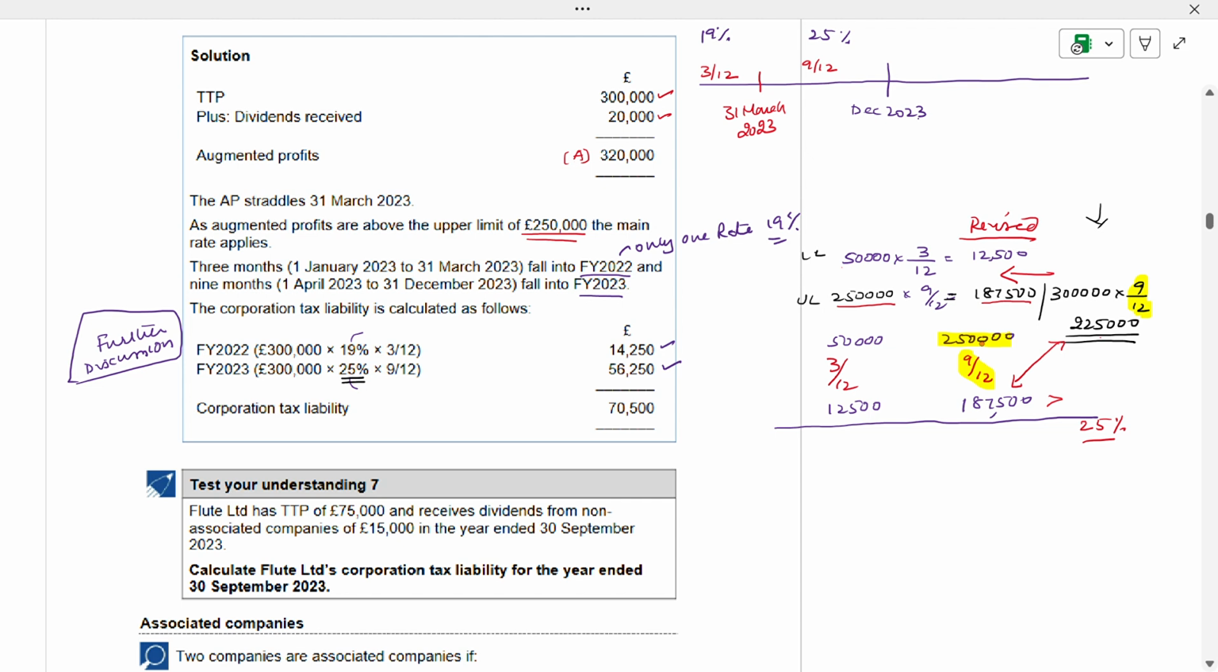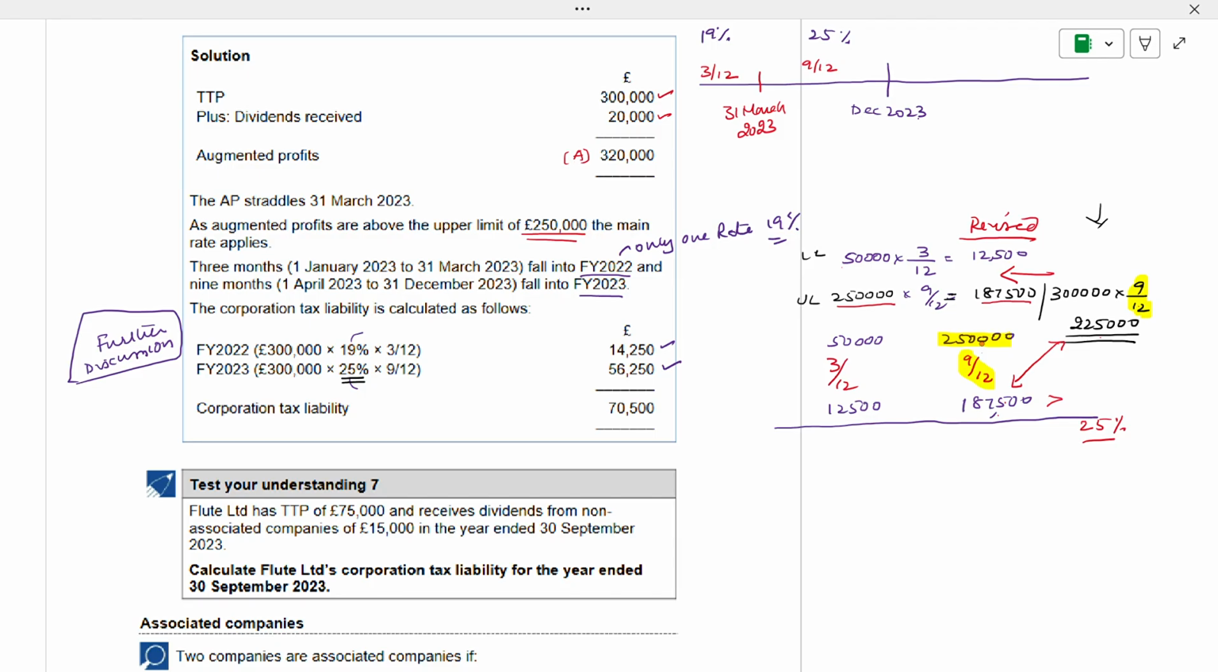I will stop here. See the thing. When you are revising it for 225, you have to revise this 250 also. Yes, sir, that is my point. You have to revise this also. You cannot revise only one. You have to revise both. 300 and 225, 300 by 9 by 12, 250 by 9 by 12. Then you make a comparison.